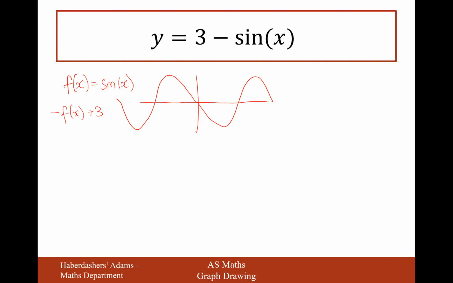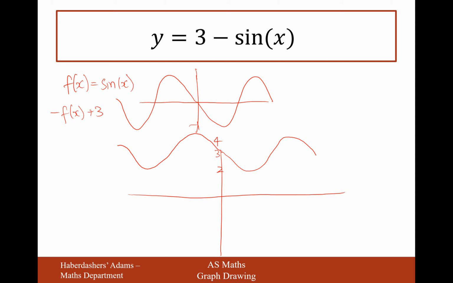But then it's going to be moved up by 3. So the final answer, well, it was at 1 to -1, so this -1 here is going to move up to 2 and up to 4. And it's going to start at 3, and it's going to go down first, then up, then down, and then up, then down, then up. So there we are, that's the answer to this question.